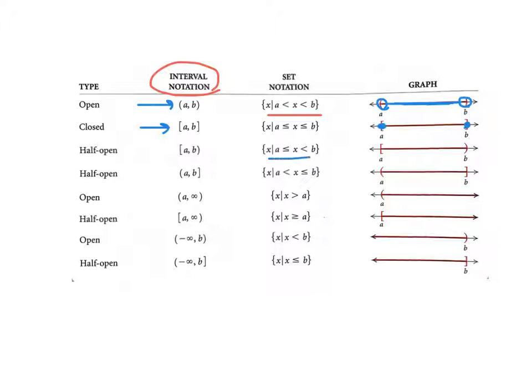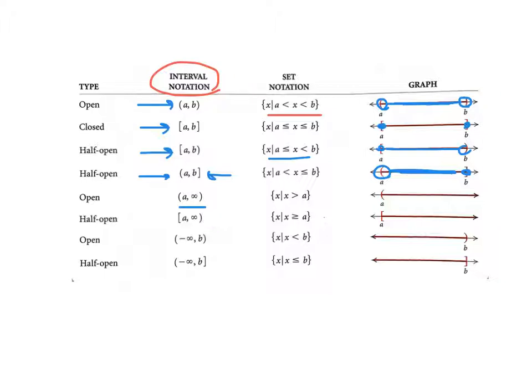Half open is if one of them is open and one's closed. And if you look here, we have one bracket for the closed part, the inclusive part, and one parenthesis for the part that is not included. Half open, again, the other way, same deal: empty, filled in, shade in between. It includes the b, it does not include the a.